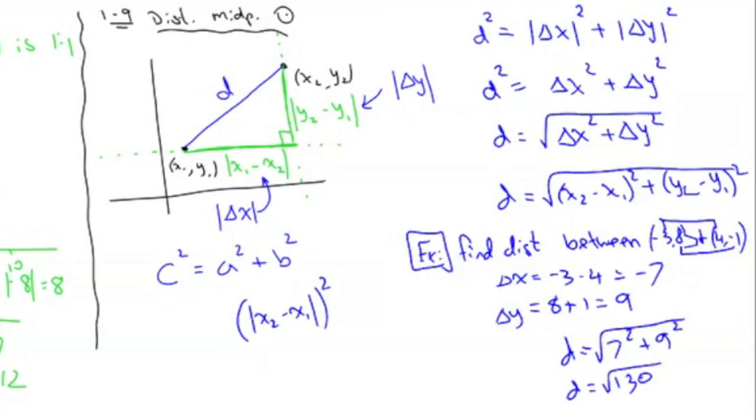Should you leave it like that? No, you should simplify it as far as you can. It doesn't simplify. Does it not? 10 times 13, which is 2 times 5 times 13. That's a good point. Okay, well, I'm sorry. You should simplify it if you can.